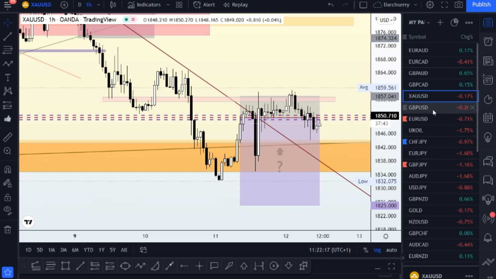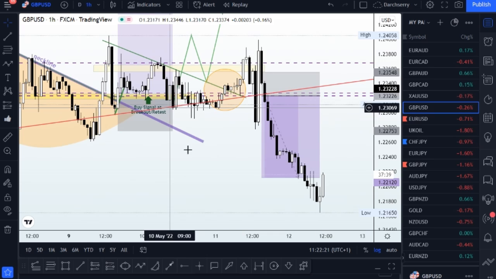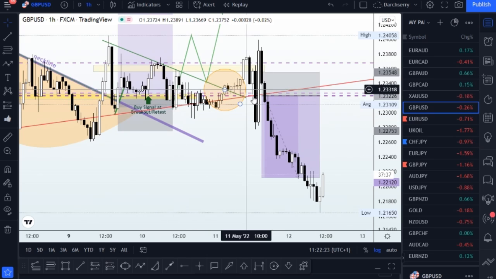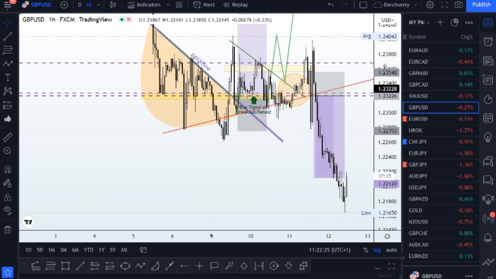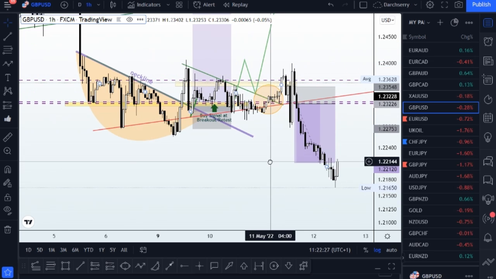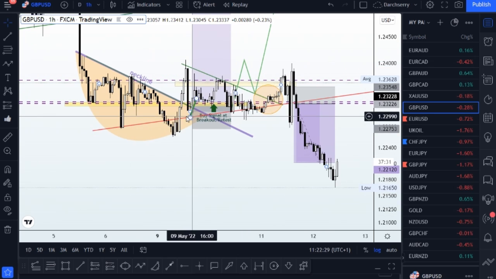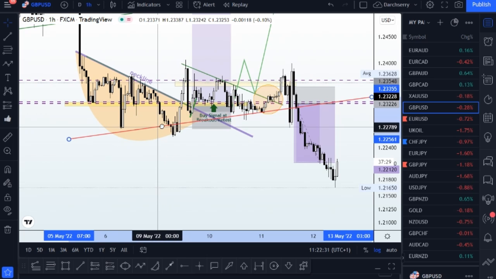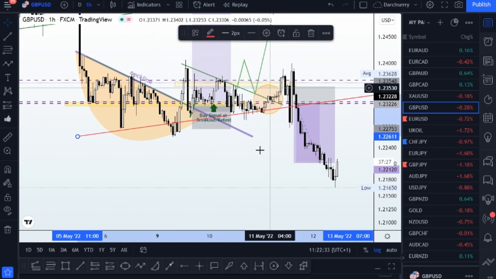And then moving on to the GBPUSD. GBPUSD was not really good for us, as in we saw price break down that trend line. The trend line that was supposed to be our guide going into the new week was broken to the downside. This trend line was broken, and price closed at break even on that one.